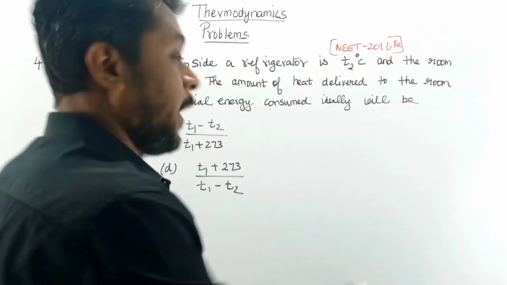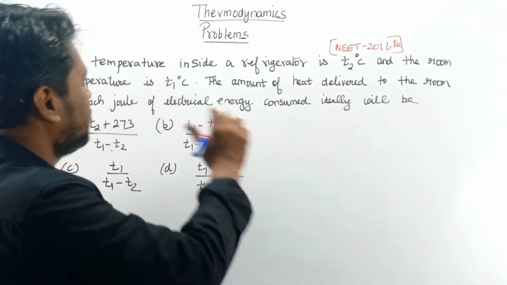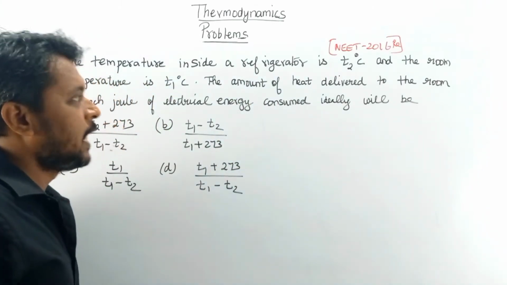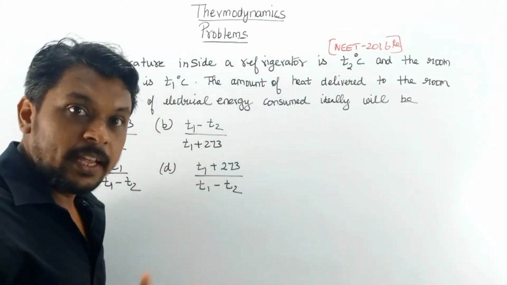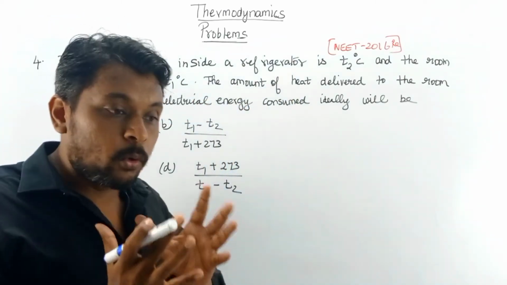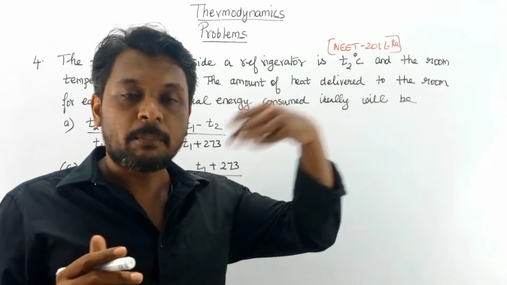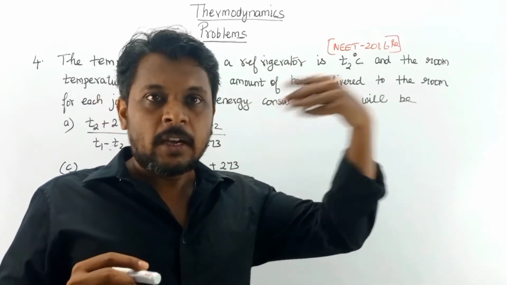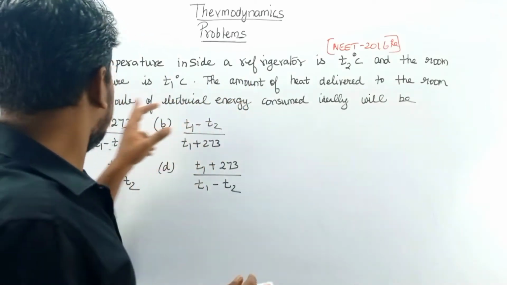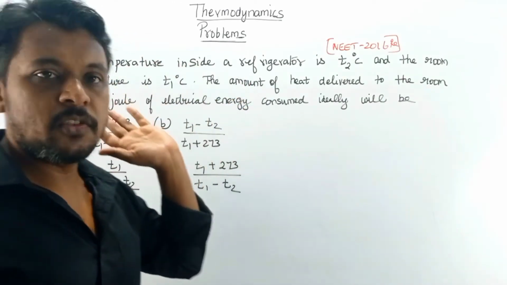Okay, the fourth problem. See, in this problem, the temperature inside a refrigerator is given as small t2 degrees Celsius, and the room temperature is given as t1 degrees Celsius. They are asking the amount of heat delivered to the room, that is the heat given outside to the hot reservoir. The heat is asked for each joule of electrical energy consumed.